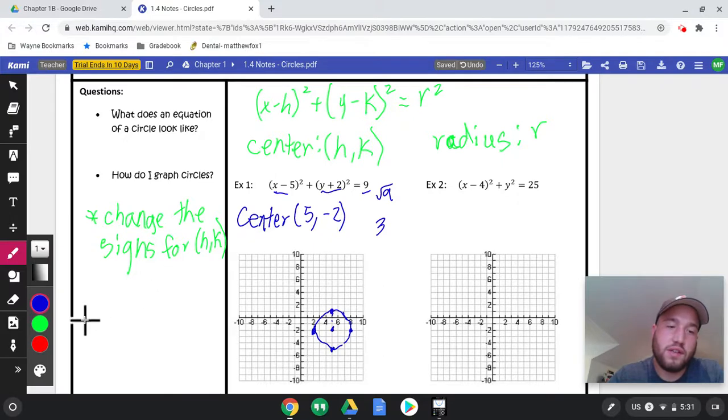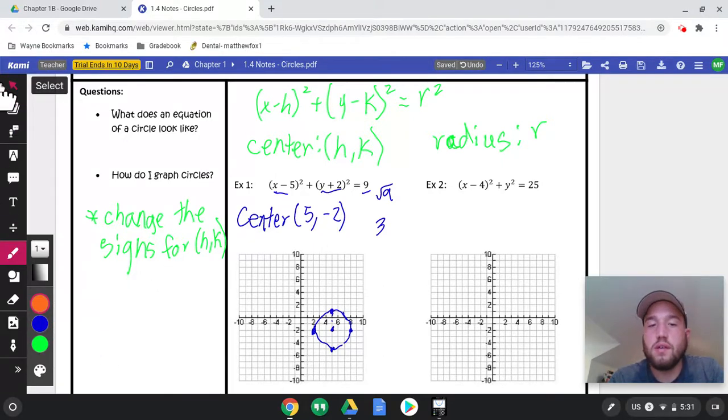So now, example 2 over here. Same idea. We want to start by finding the center. So the center will be the opposite of this x, so it was negative 4, so it's going to be at 4. Now the y doesn't have anything there. So essentially it's y minus 0, that's the same as y minus 0 squared. Nothing changes, so we'll put a 0 here.